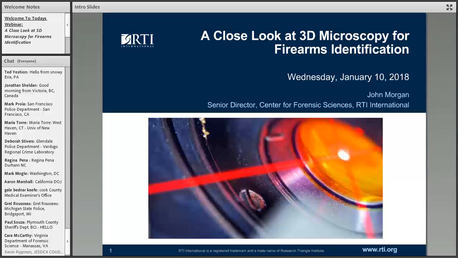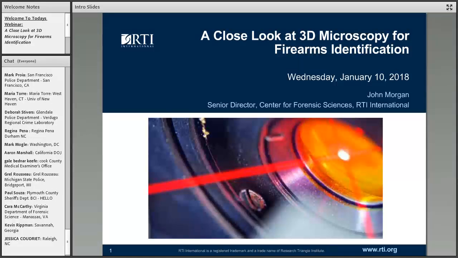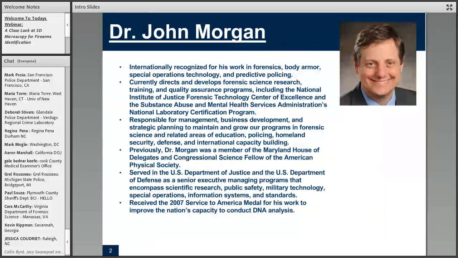We are going to be doing a close look at 3D microscopy for firearms identification. Today's presenter is our own Dr. John Morgan.